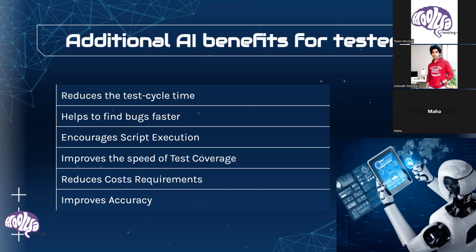And cost requirement. When I talk about cost requirements, there are so many open source tools. And when it comes to executing 1,000 test cases, you need a lot of manual efforts, so many testers. So considering that aspect, it can reduce the cost as well, and certainly improves the accuracy, as I told, by automating repetitive tasks, right?